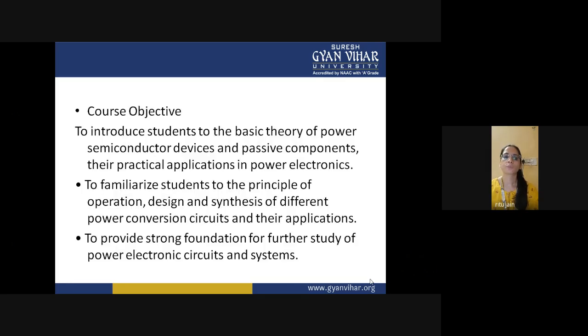The course objective of this subject is to introduce the students to the basic theory of power semiconductor devices and passive components and their practical applications in power electronics, to familiarize the students with the principle of operation, design, and synthesis of different power conversion circuits and their applications, and to provide a strong foundation for further study of power electronic circuits and systems.